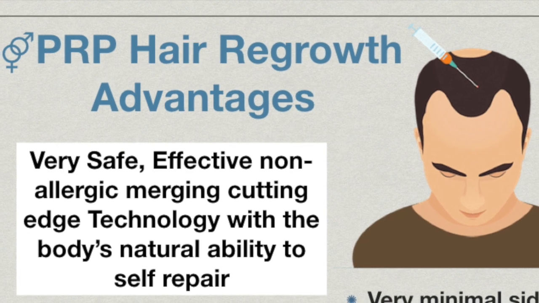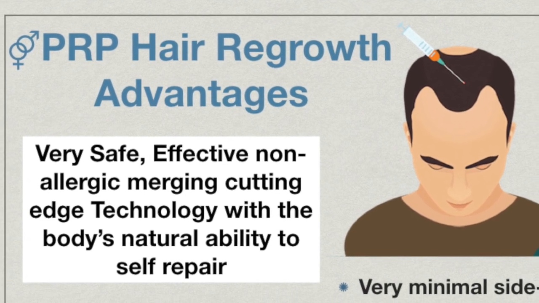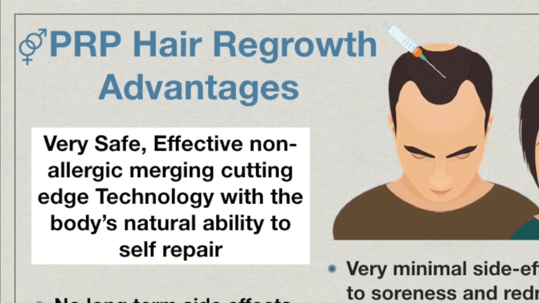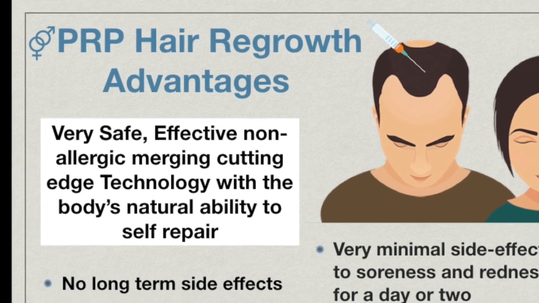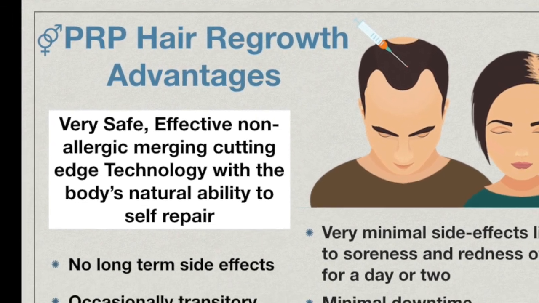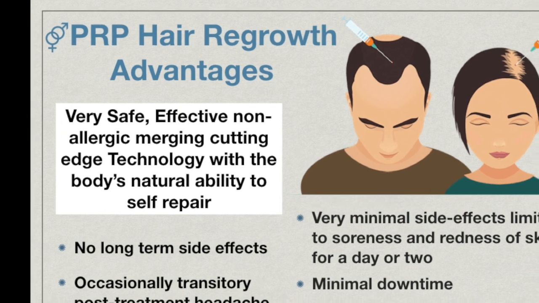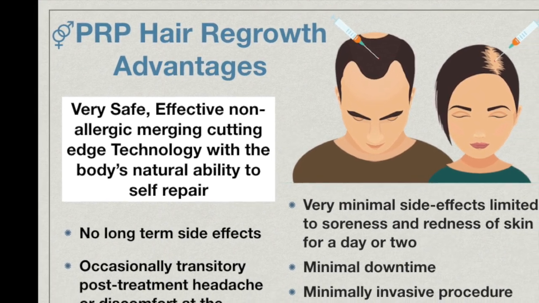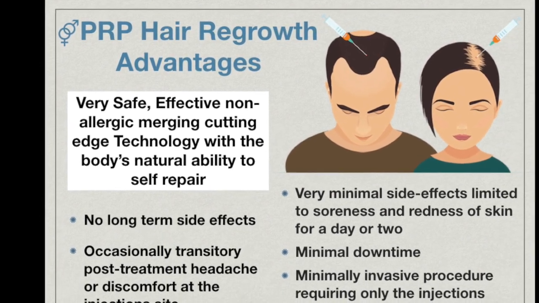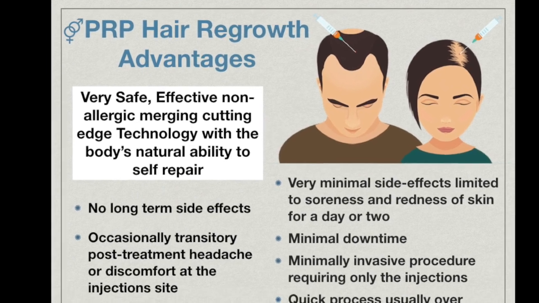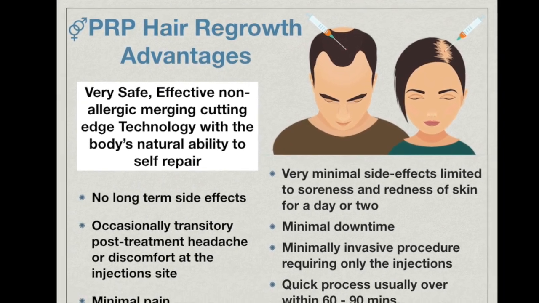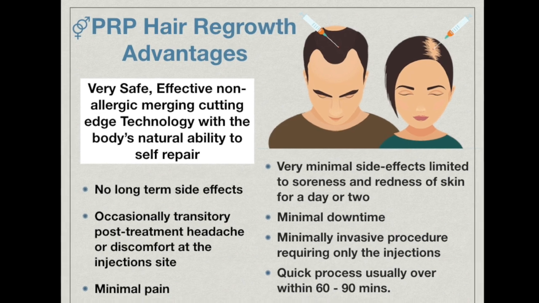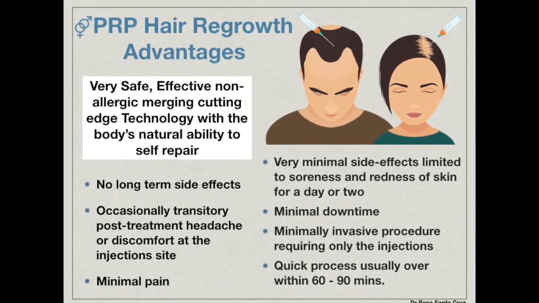The advantages of PRP hair growth are that it is very safe, effective, non-allergic, an emerging cutting-edge technology with the body's natural ability to self-repair. There are no long-term side effects, and minimal downtime, only occasionally a very short-term mild headache. It is a minimally invasive procedure requiring injections only and is a very quick process, usually over within 60 to 90 minutes.